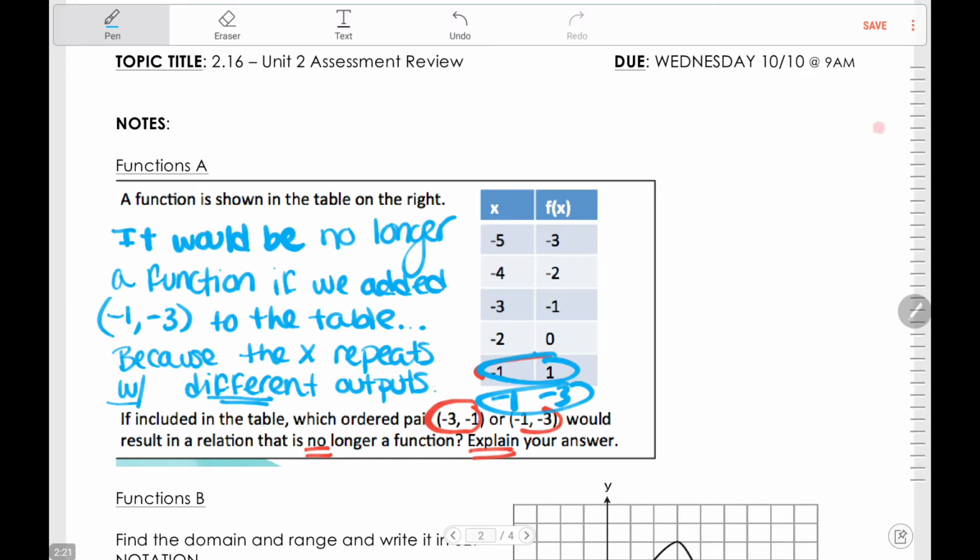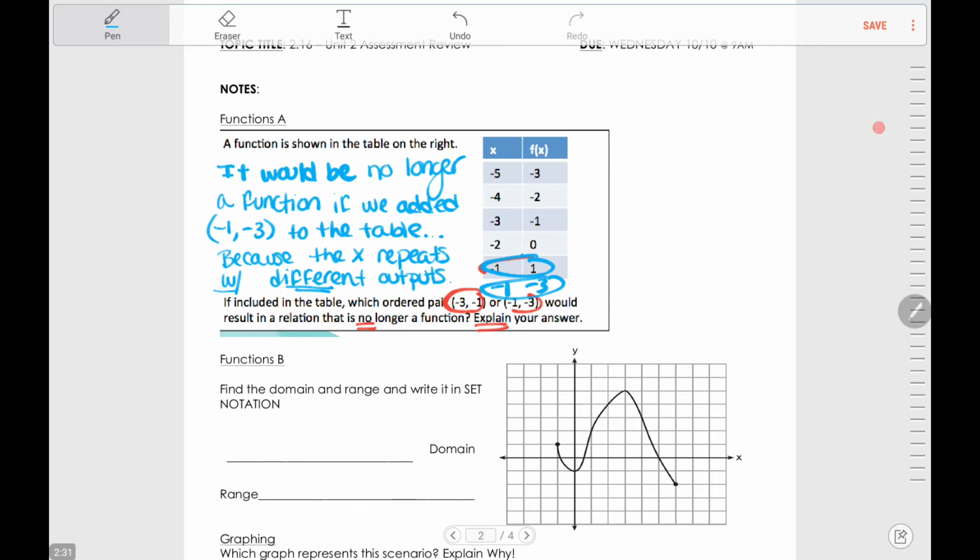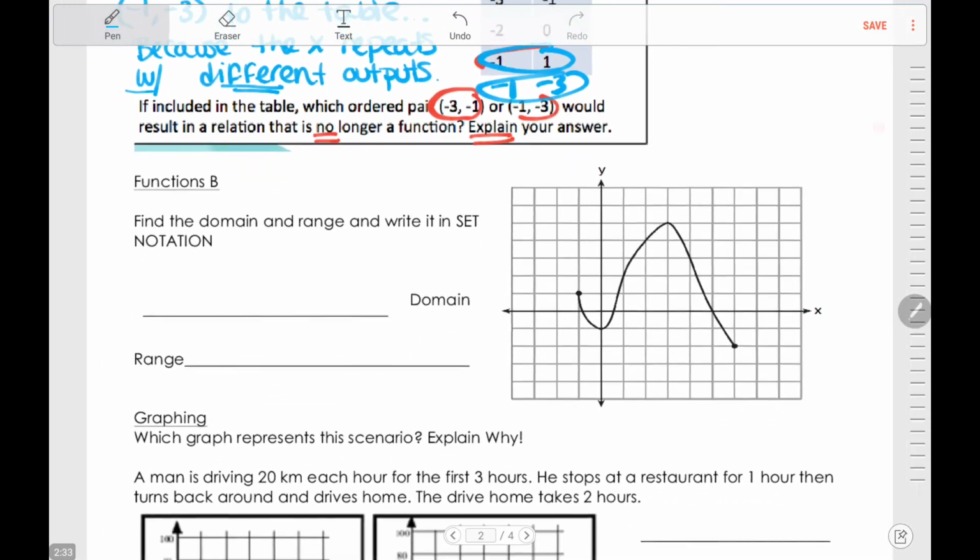That's the most important part. Not only does the x repeat, but it repeats with different outputs. Because the -3 would also repeat, but it has the same output, so that's okay. Alright, so the answer to that one is -1, -3.